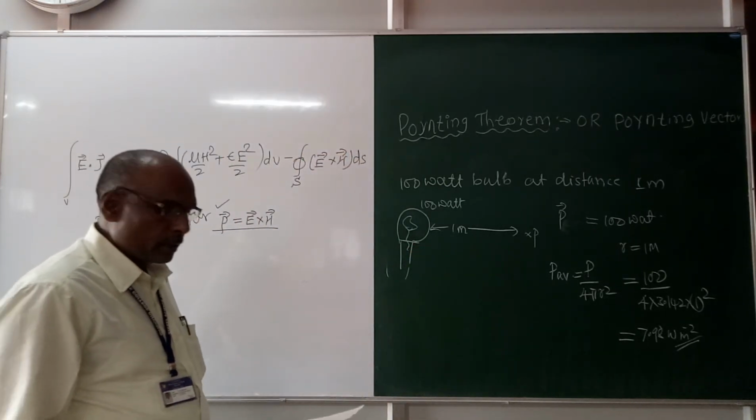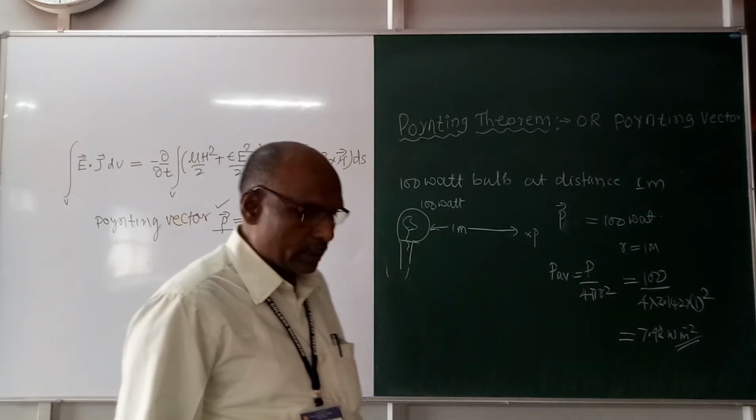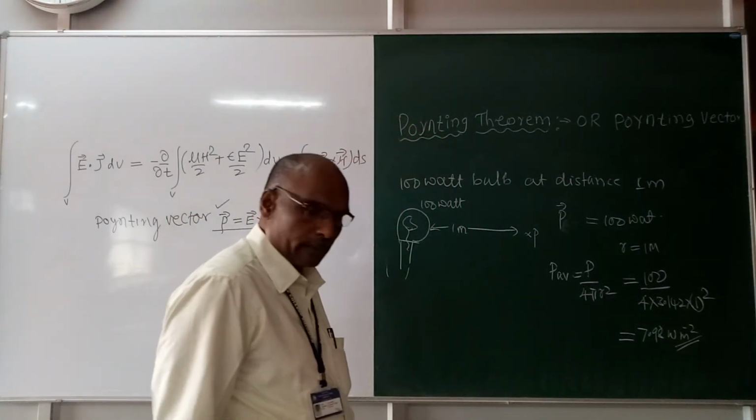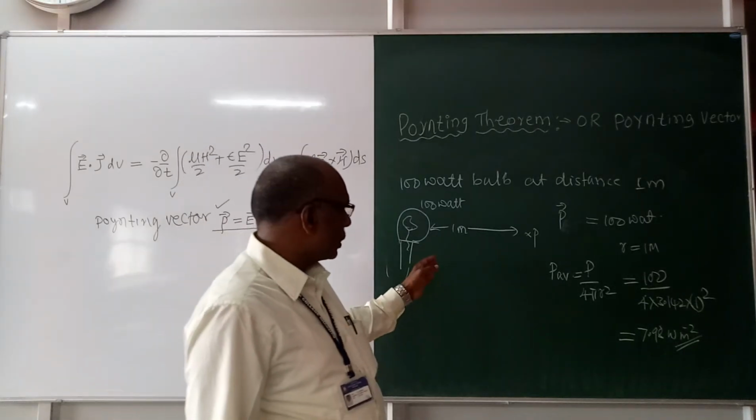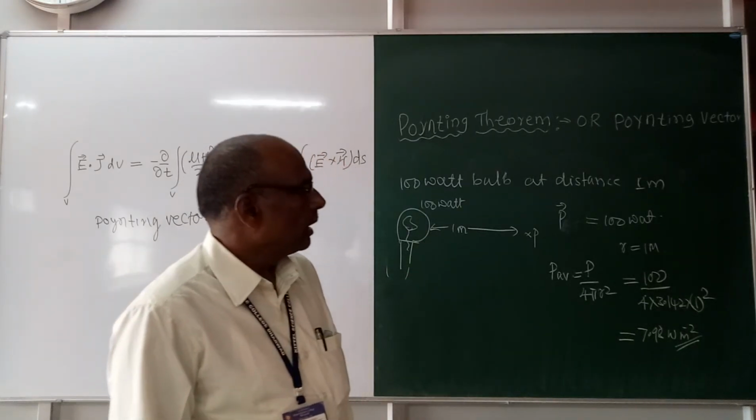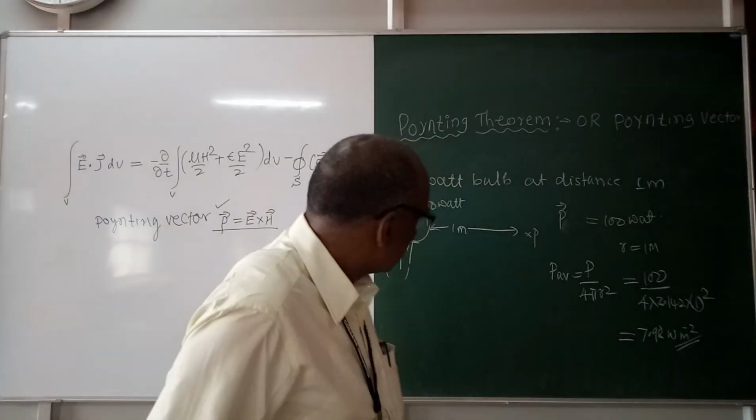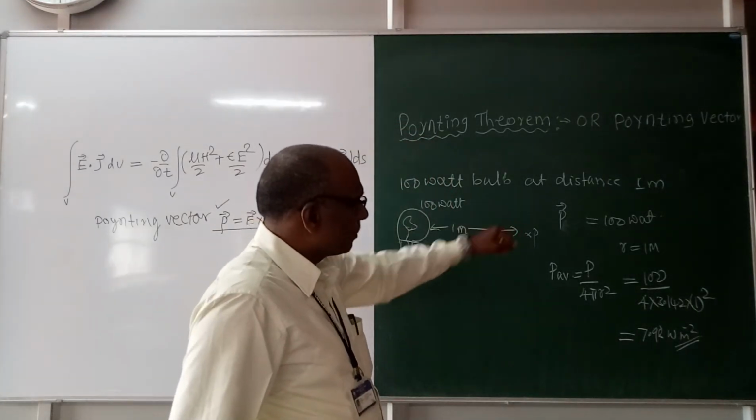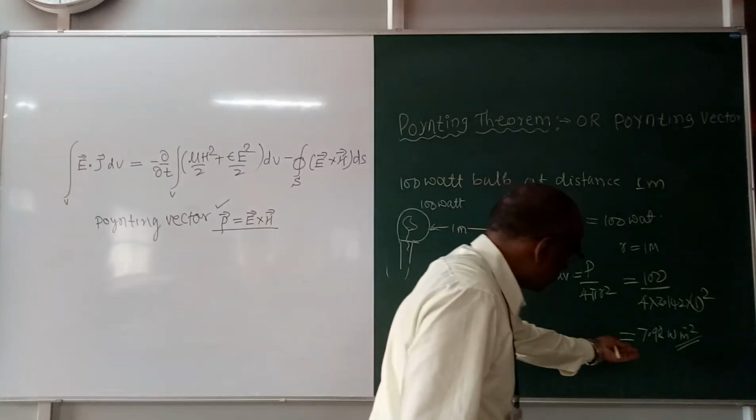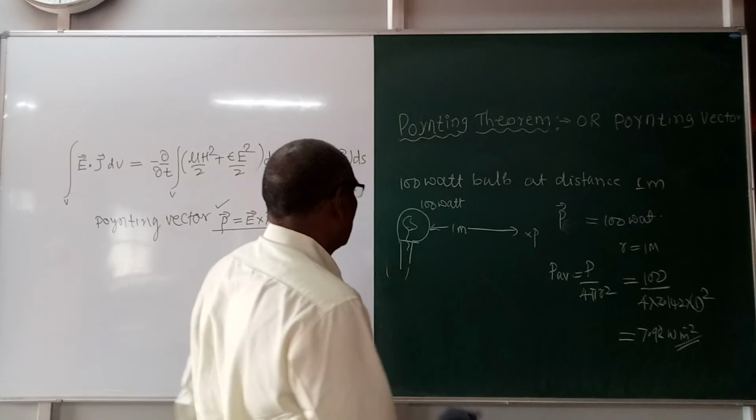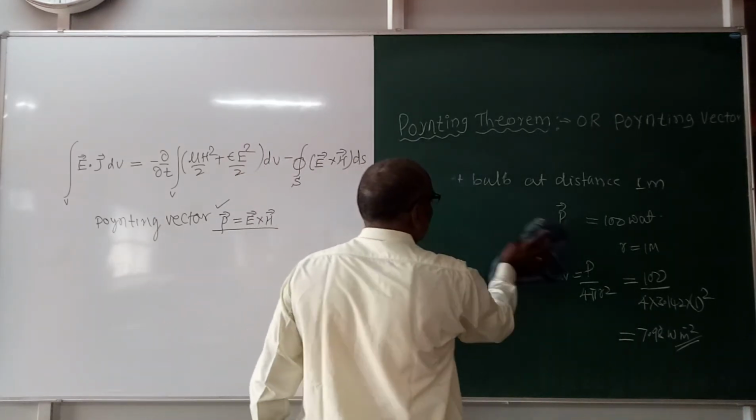In an electromagnetic wave, the rate of flow of energy per unit area is directly proportional to the product of electric field and magnetic field. Because the power is given, we have calculated at this point the value of the Poynting vector.